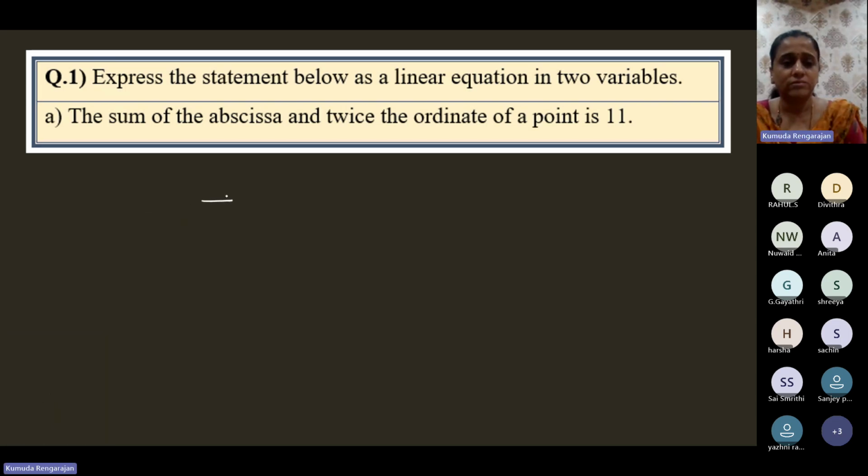The sum, plus, of what and what? The sum of the abscissa. Abscissa is the x coordinate. So the sum of the abscissa and twice the ordinate, 2 times the y coordinate, of a point is, meaning equal to, 11. This is the required equation.